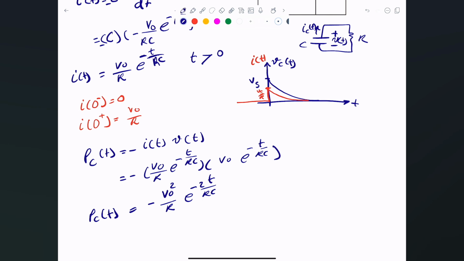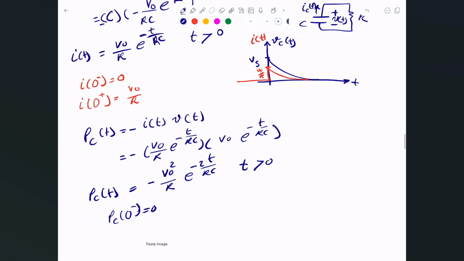And of course, this is for t greater than 0, exactly greater than 0, because P of C of 0 minus was simply 0, as there's no current flowing through the capacitor before 0. And P of C of 0 plus we can compute. If t is 0, the whole exponential is 1, so it's negative V0 squared divided by R. So they're different. There will be a jump. It's okay for power to jump. It's okay for the current to jump across the capacitor, but not the voltage.